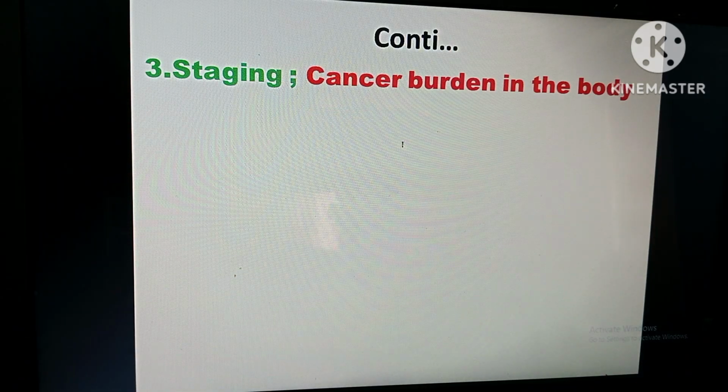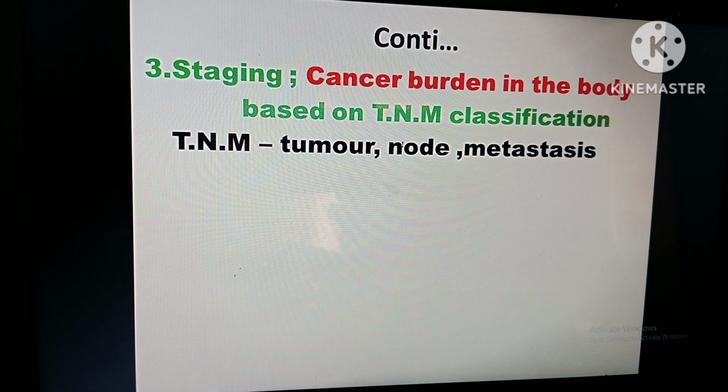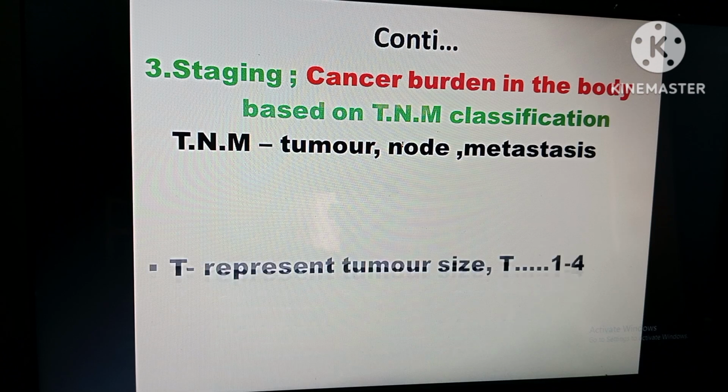Okay, next, staging. Staging means the cancer burden in the body, how much the cancer cells have extended in the body. Based on that, the staging is given. So, the TNM classification. Usually the doctors follow the TNM classification only. TNM means T stands for tumor, N stands for node and M stands for metastasis.